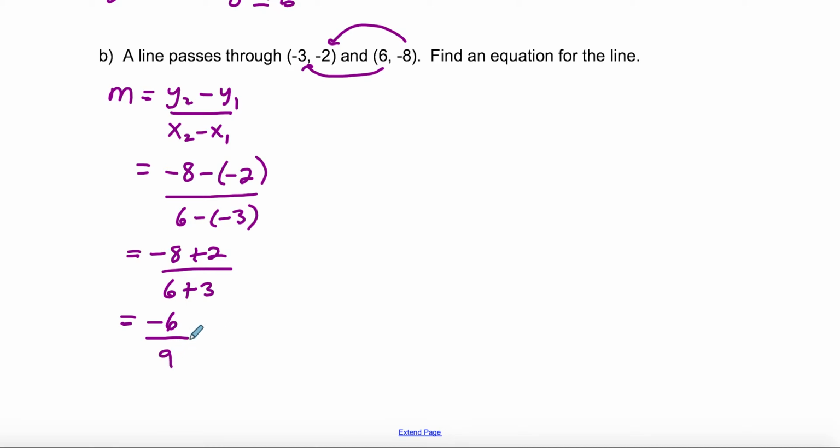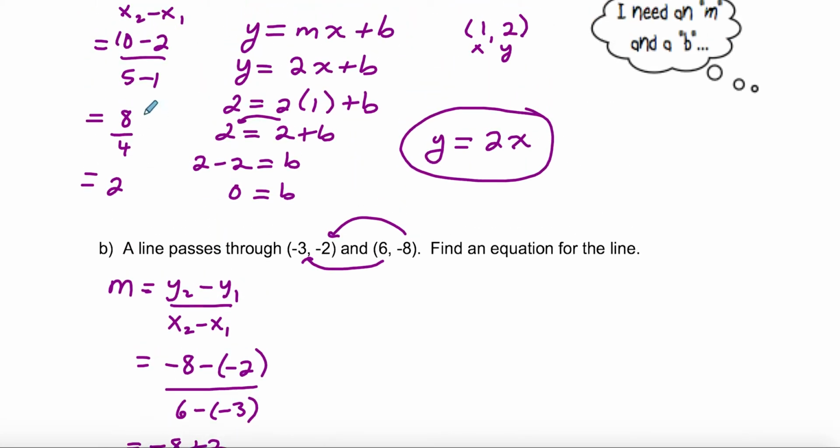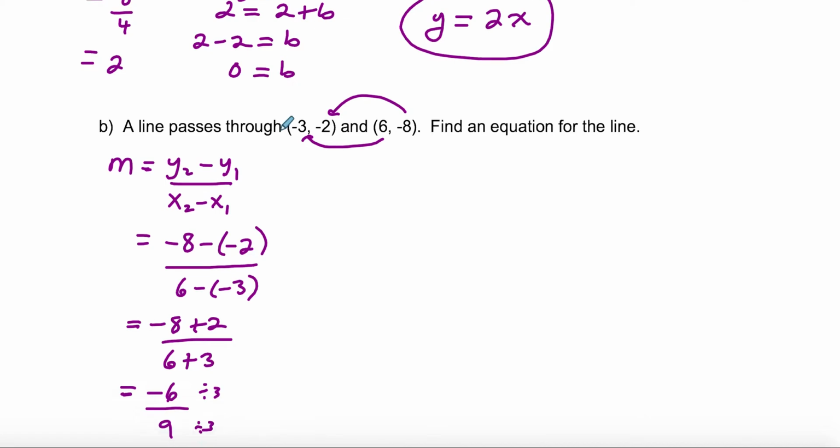If you can reduce this to lowest terms, then you should reduce it. So I can divide the top by 3 and the denominator by 3 to make that -2/3. It's just going to be easier to work with a slope that is smaller. Just like up in the other example, if you had 8/4, it would have been a lot easier just to use the 2 instead of subbing in 8/4. That's a lot harder to work with.